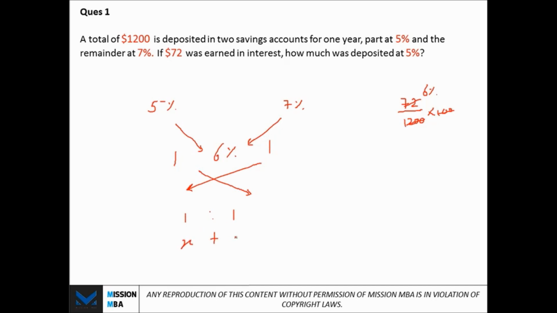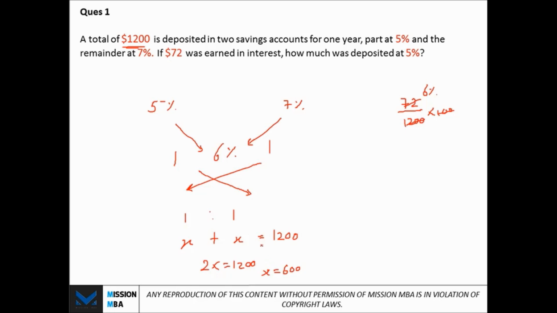So X plus X, both can be assumed as X, equals 1200, the total, right? Quite simple. And here you go. So 2x equals 1200 and x equals 600. And that's your answer. I hope it is clear.